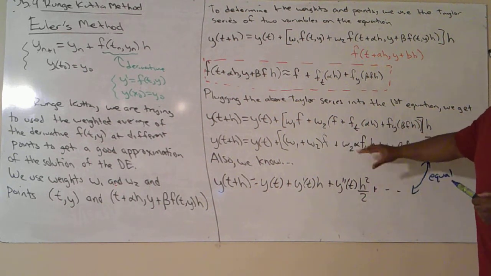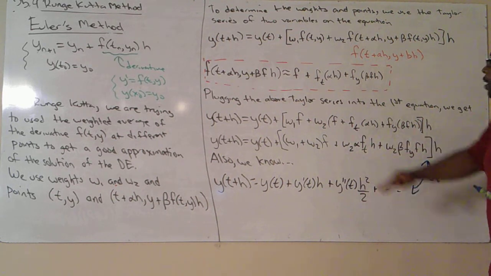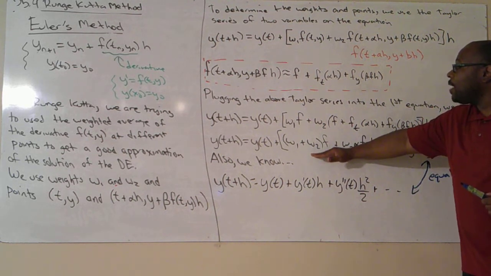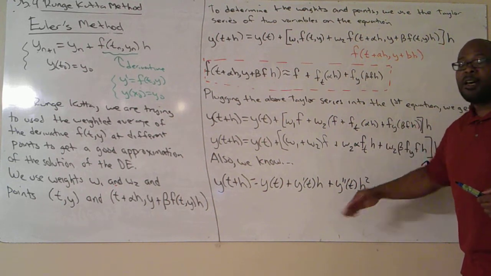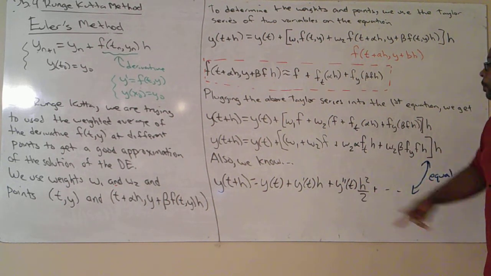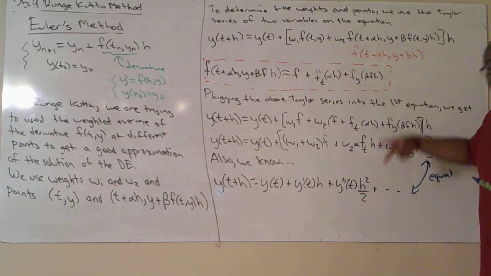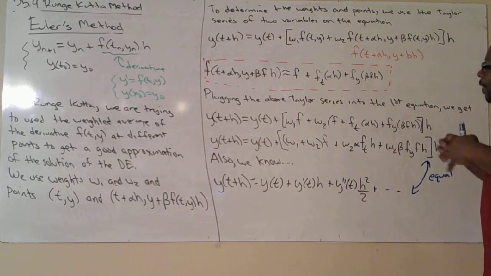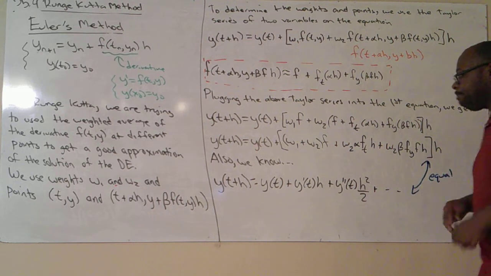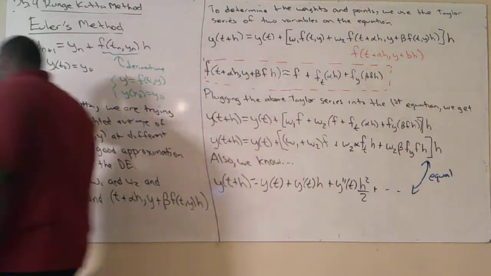Because we're essentially talking about the same solution. We wrote this Taylor series in terms of two variables, and we wrote this Taylor series in terms of one variable. But these should be exactly equal to each other. And since they are exactly equal, we can create this system of equations. So that's what I want to do next.